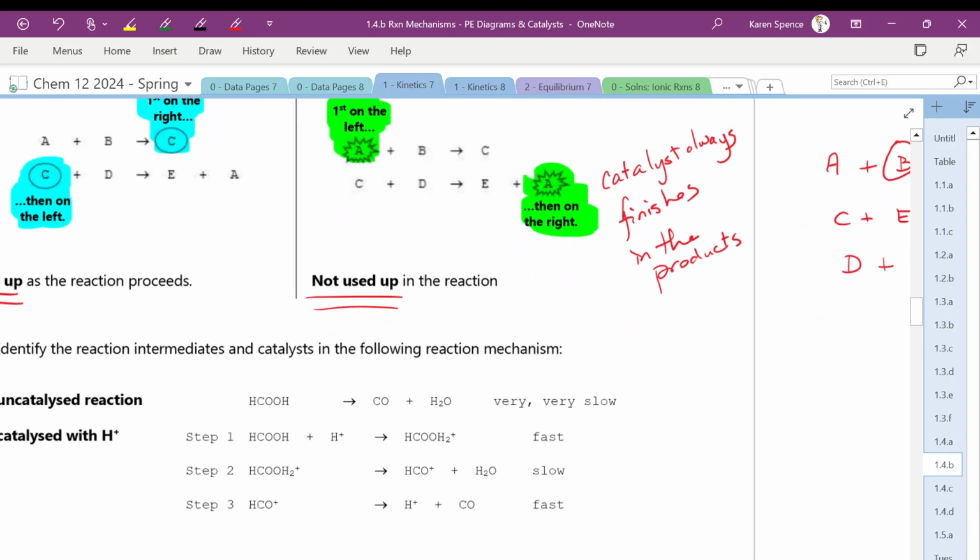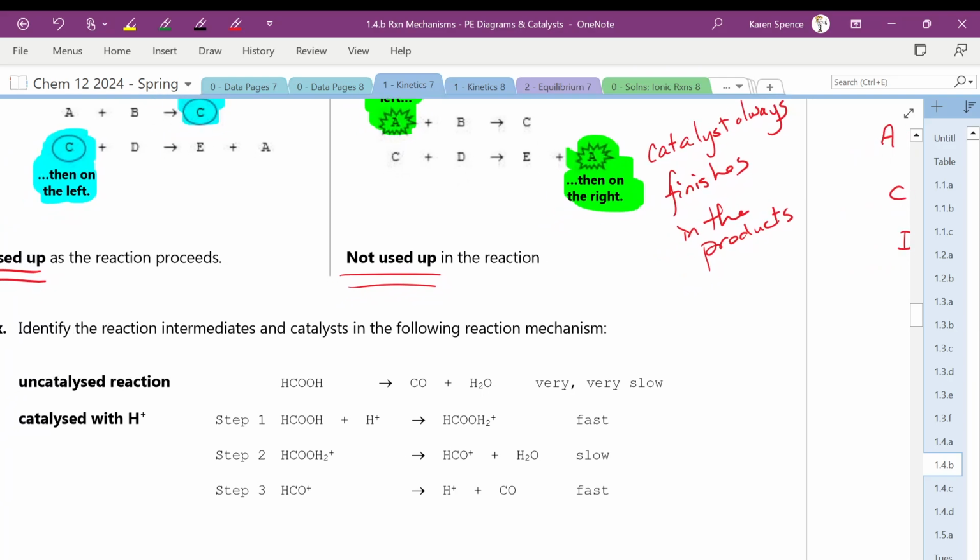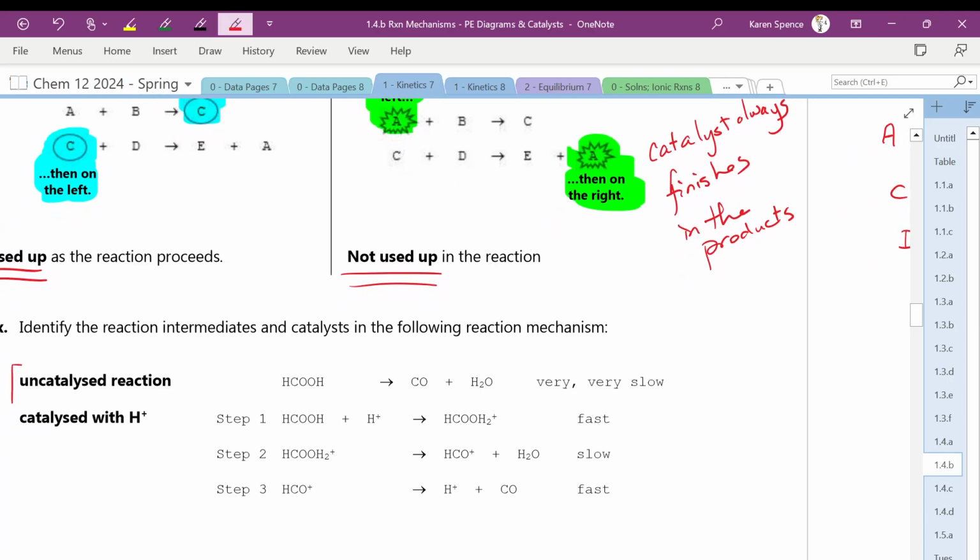So what I would like you to do is take a look at this reaction. Here we have an uncatalyzed reaction, which will be the same as the overall reaction. And then we have it catalyzed with H+. So I would like you to identify all the reaction intermediates and any catalyst that we have in this reaction.